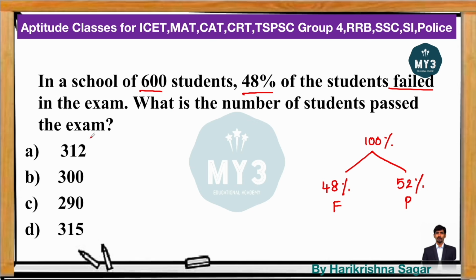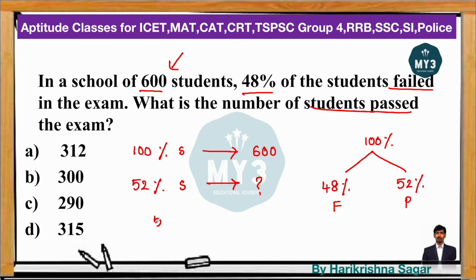They are asking what is the number of students passed in the exam. So total number of students are already given, which is equal to 600. That means 100% of the students value is equal to 600. And number of students who are passed is only 52%. Then 52% of the students value will be equal to how much?